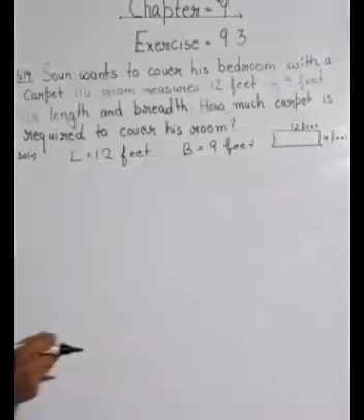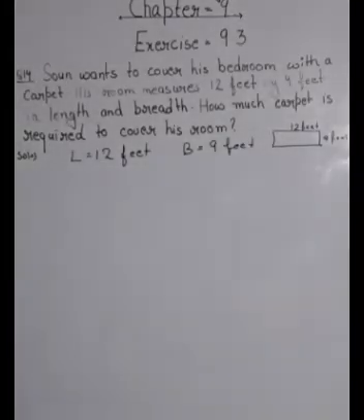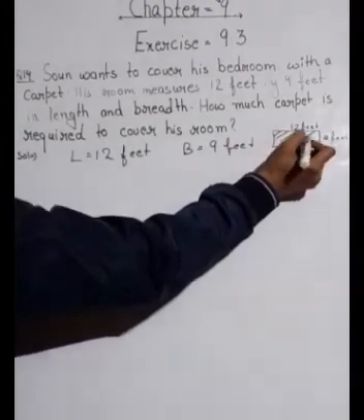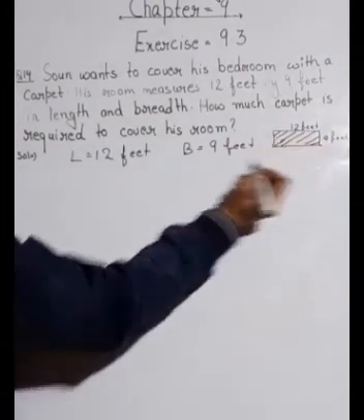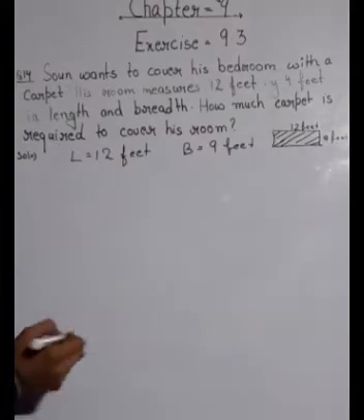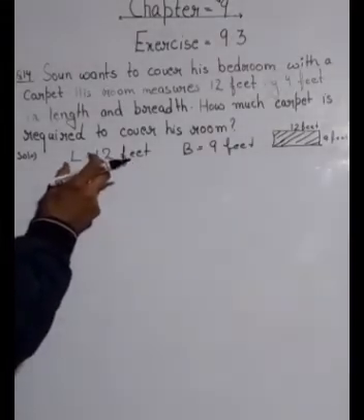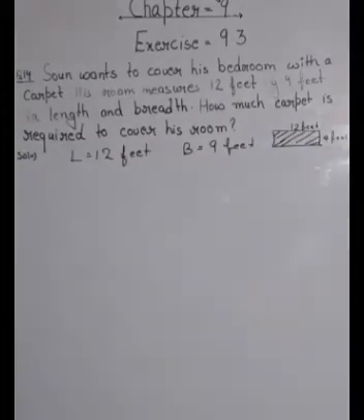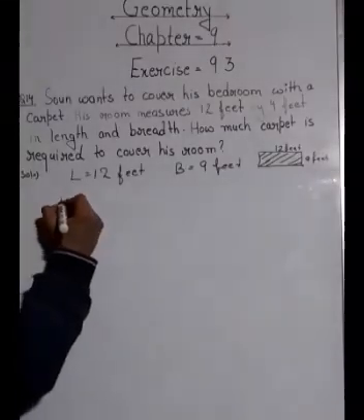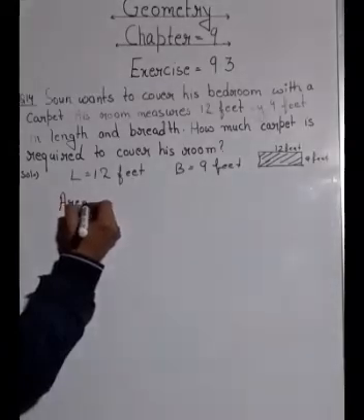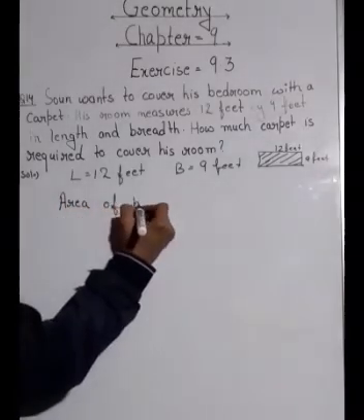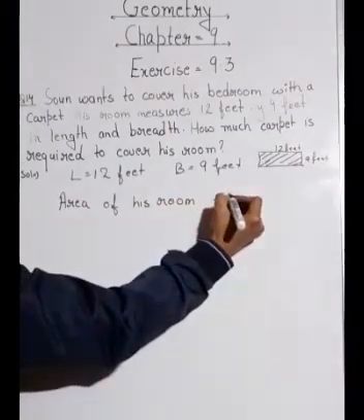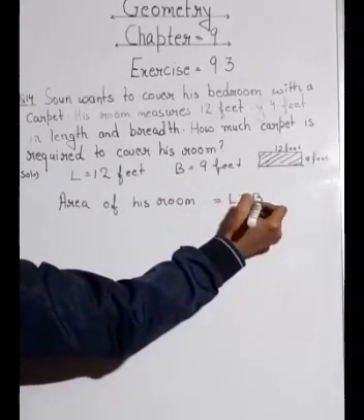Now what he has to do? He has to cover his bedroom with carpet. It means he needs to cover the area of the bedroom. Okay, so you have to find the area of his bedroom. Now you can see they have given you length and breadth. It means its bedroom is in the shape of rectangle. So you will write area of his room is equals to L into B.